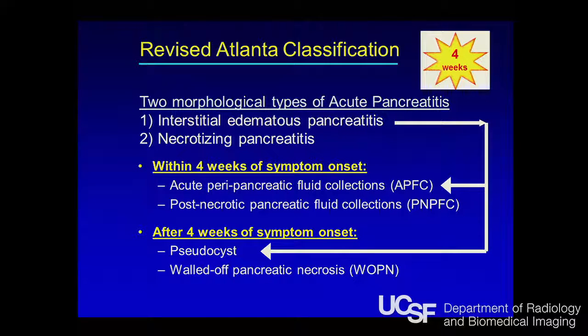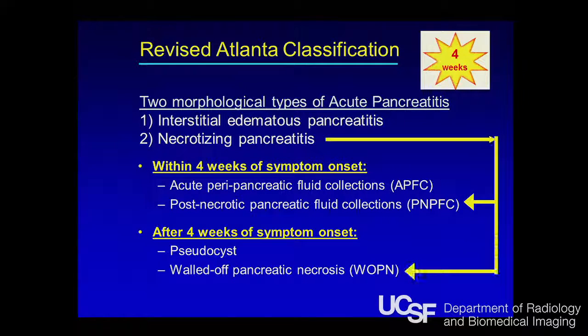All right. Now, for the second type of morphology that you need to know about, the necrotizing pancreatitis, if it's within 4 weeks of the onset of symptoms, then the terminology is PNPFC, the post-necrotic pancreatic fluid collection. All right? If it's greater than 4 weeks, then you're going to call it the walled-off pancreatic necrosis. And I've seen also walled-off necrosis without the P in it, so either one. All right, so hopefully that makes sense and makes it easier for you to remember the different terminology.